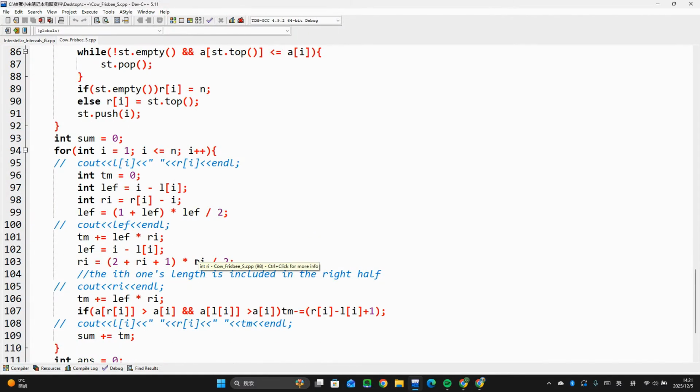It's just some details I can't recall, but I believe it shouldn't be that difficult.